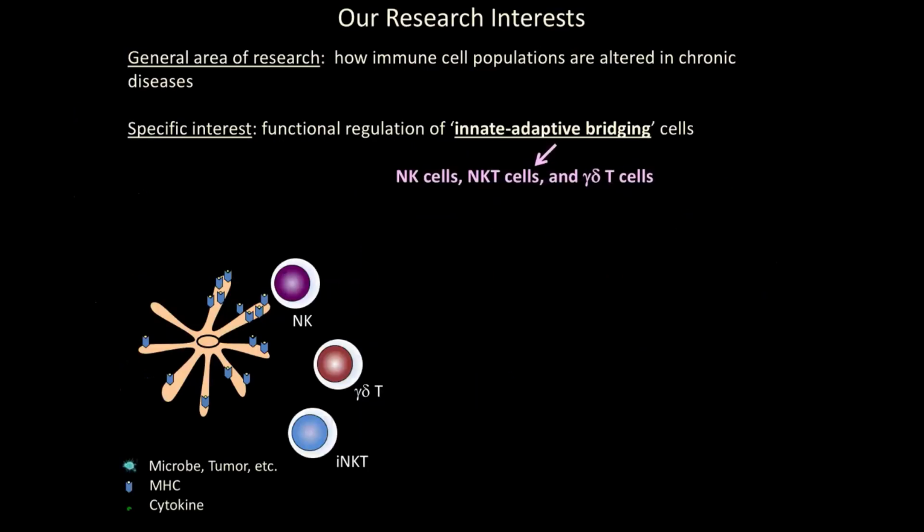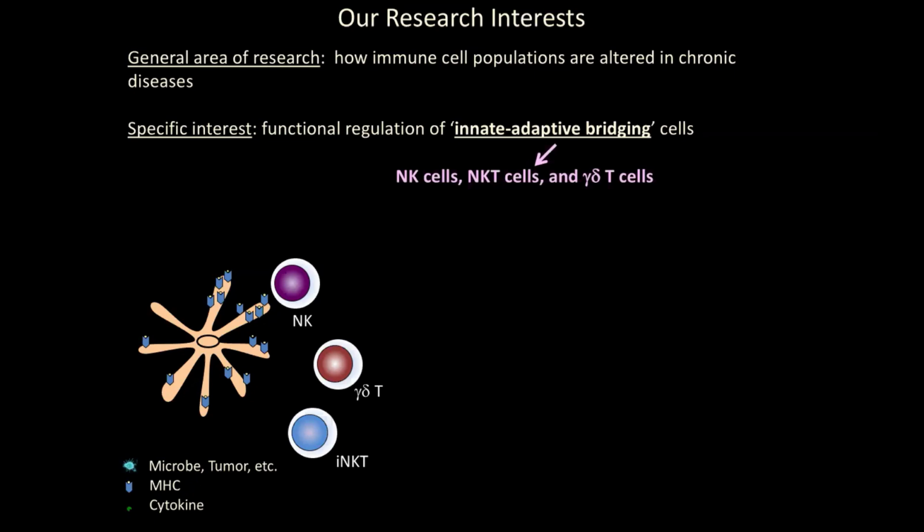So our team has broad interest in how the functional activity of immune cell populations is altered in chronic diseases. And specifically, we're interested in cells that bridge innate and adaptive immunity, which include natural killer cells, natural killer T cells, and another T cell population called gamma delta T cells.